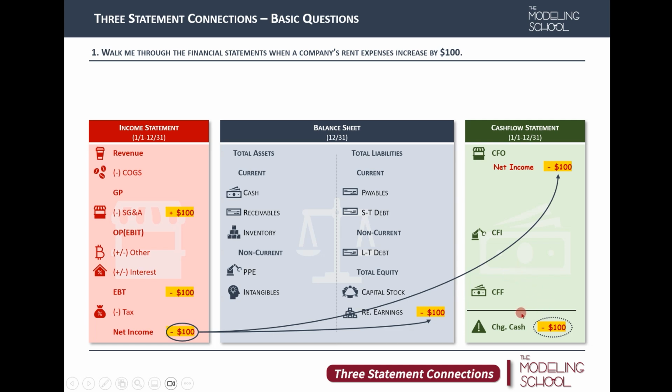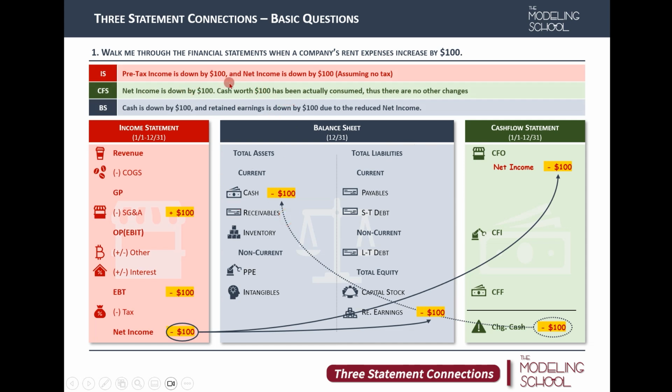And at last, changes in cash will affect cash balances on the balance sheet. So it will decrease cash balances by $100. So as a result, the asset side matches the liability plus equity side by decreasing $100.